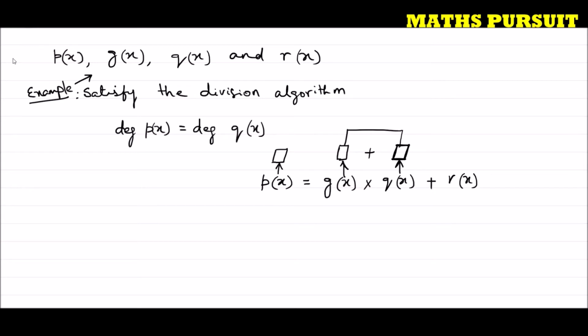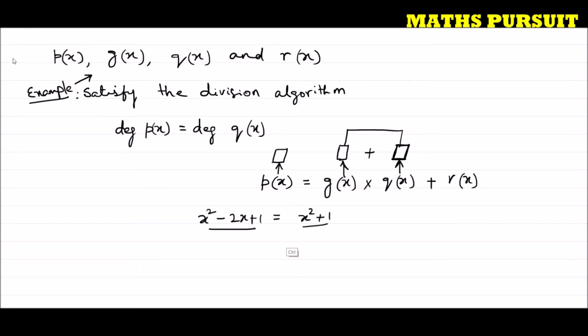Now guys, let me give you a simple small example. Let's say our p(x) is x to the power 2 minus 2x plus 1, whatever it may be, this is a small example. Our q(x) should be x to the power 2 plus 1. Here you can see the degree of p(x) is equal to the degree of q(x). This is what our equation should look like.